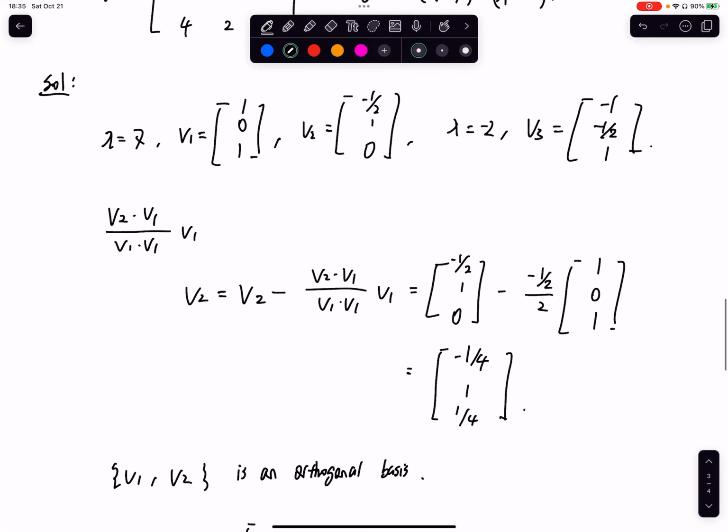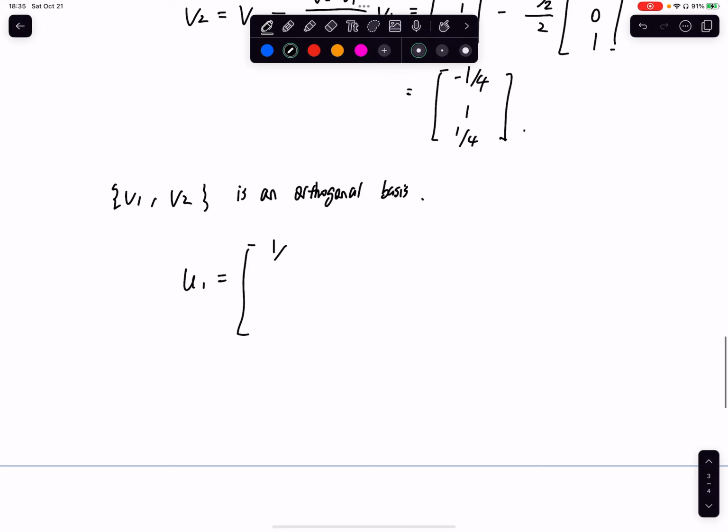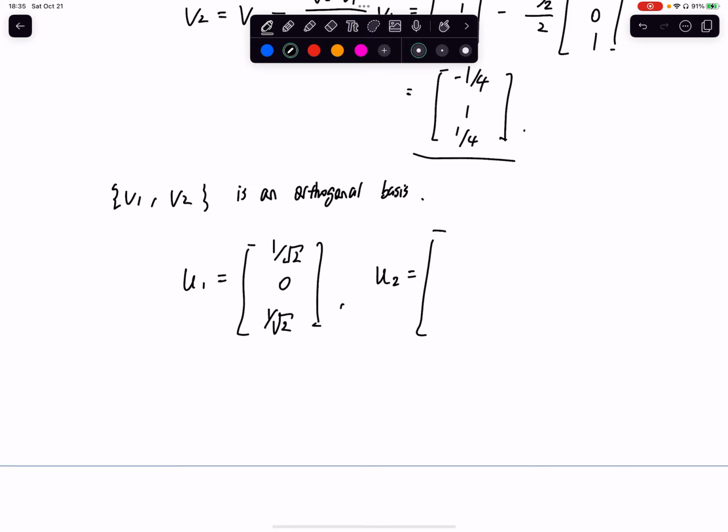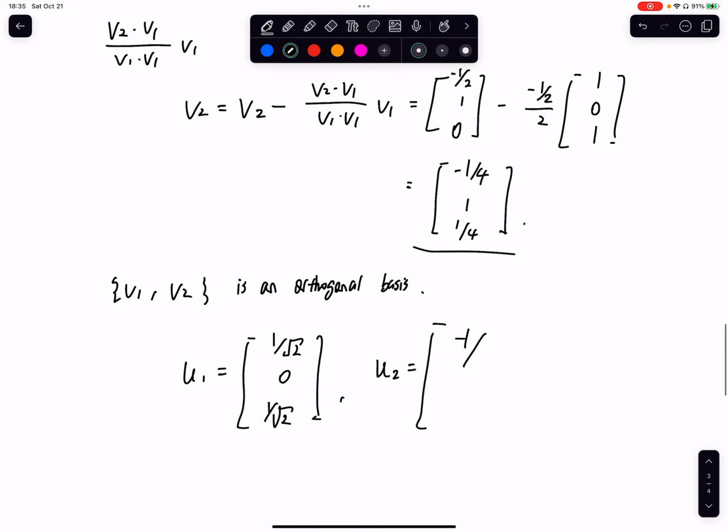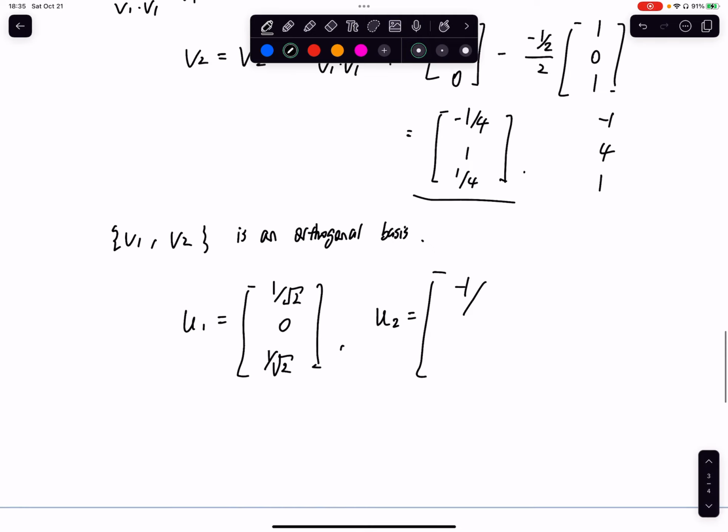So if we normalize it, we have V1 being 1, 0, 1, so that is just 1 over square root of 2, 0, 1 over square root of 2. For our U2, if we rescale it, it is minus 1, 4, and 1. So we have minus 1 over square root of 18, and 4 over square root of 18, and 1 over square root of 18.